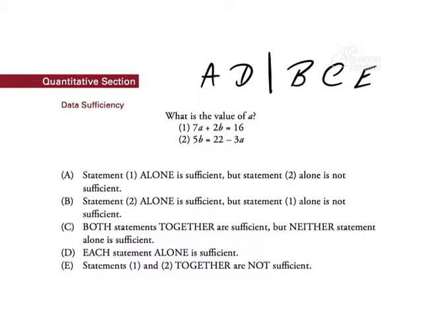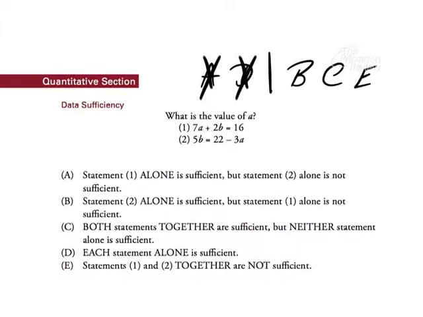16. Looking at statement 1 by itself, is it enough to answer the question? No. I've got an equation, but I've got two variables I can't solve. So statement 1 by itself is insufficient to answer the question. What does that mean? It means that A and D are out of there. We're left with answer choices B, C, and E.